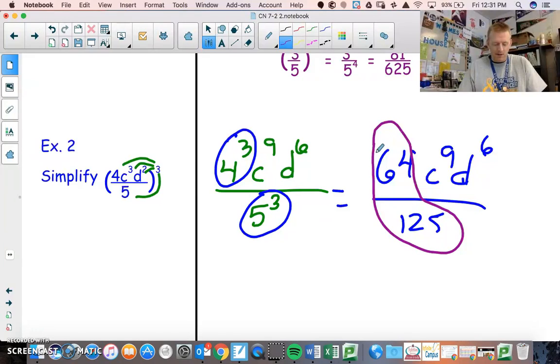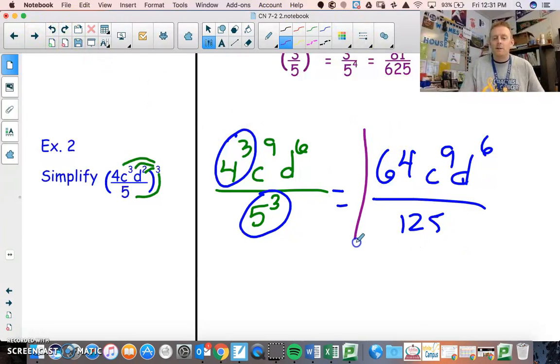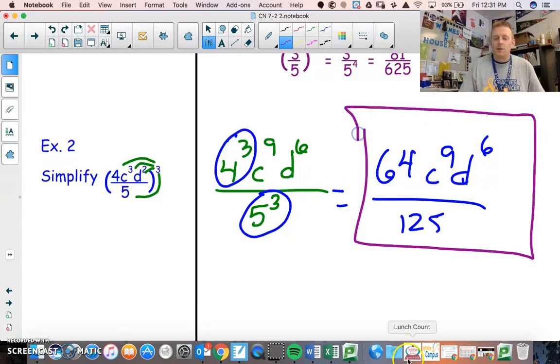Even though I know what the answer is, I just want to kind of pretend like I'm doing stuff that you guys don't know about. Yep, and that stays as what it is, as 64 over 125. So this is the official answer because there's no variables that we can cancel out.